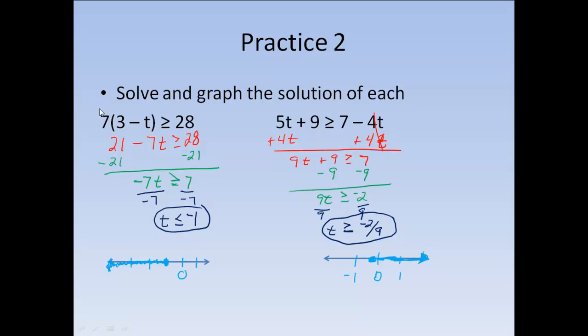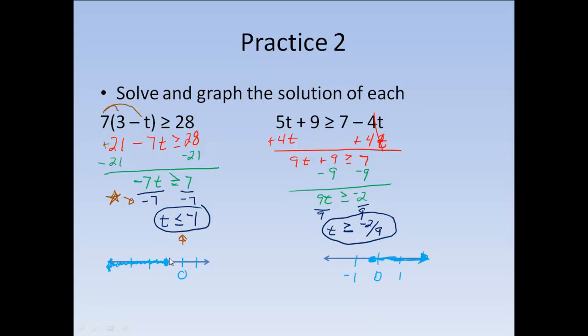Alright, on the left side, I distributed the 7 out first to get rid of those parentheses. So I had 21 minus 7t is greater than or equal to 28. Then since I had t only in one spot, I decided I needed to get rid of that 21. And since it's a positive 21, I needed to subtract it off, so I subtracted it from both sides to keep it balanced. And I was left with negative 7t is greater than or equal to 7. Then divide both sides by negative 7. And right here, I divided by a negative, which means I have got to flip that sign. So I then ended up with t is less than or equal to negative 1.